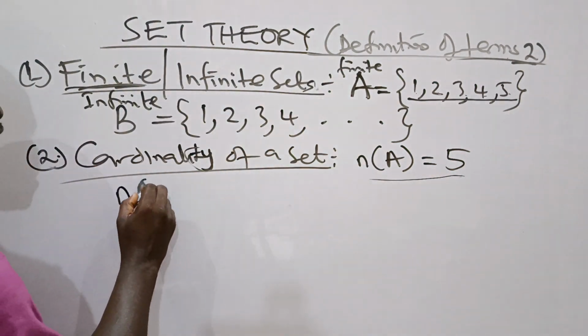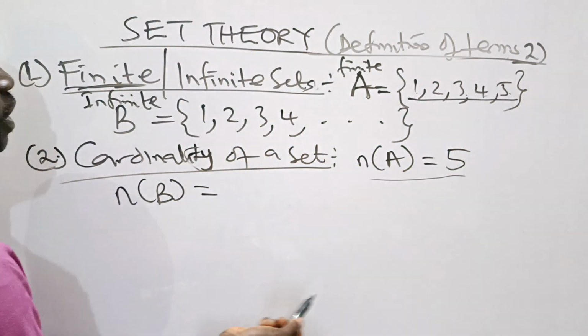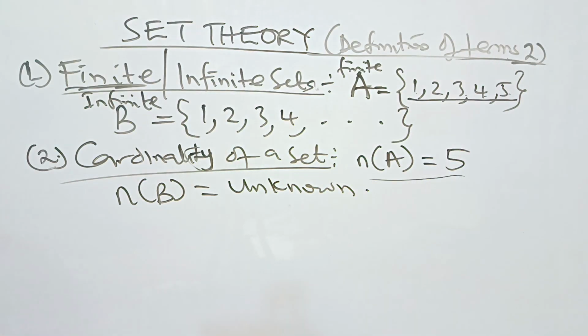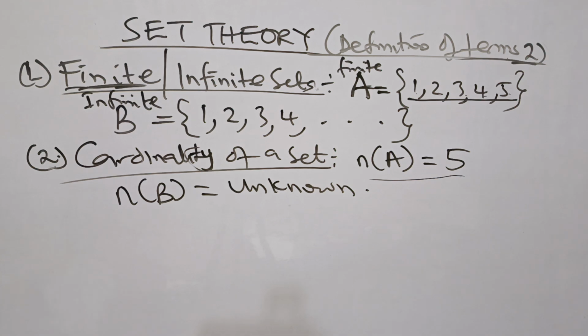But can we know the cardinality of B? The cardinality of B is unknown, because it is impossible to know the cardinality of an infinite set that does not have a specific number of elements. But in A, we can actually know the cardinality, because A has a specific number of elements. There are 5 elements in A, so the cardinality of A is 5. But the cardinality of B is unknown because we don't know the specific number of elements there.